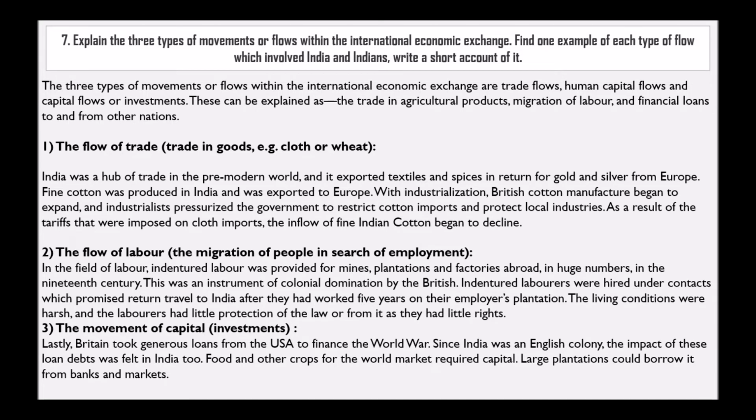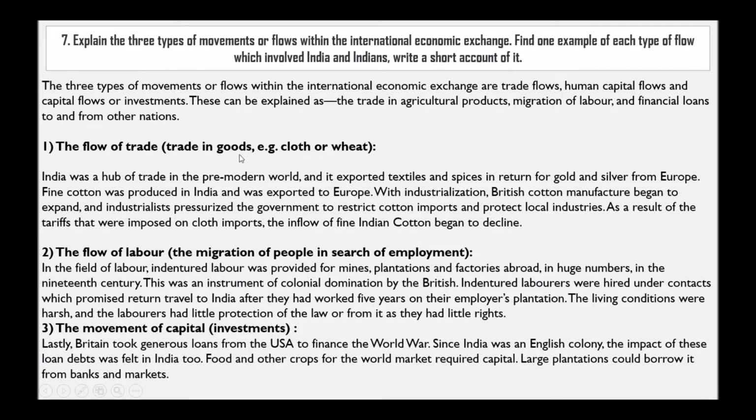Next, explain the three types of movements or flows within international economic exchange. Find one example of each type of flow which involved India and Indians. Write a short account of it. So these are the three flows.